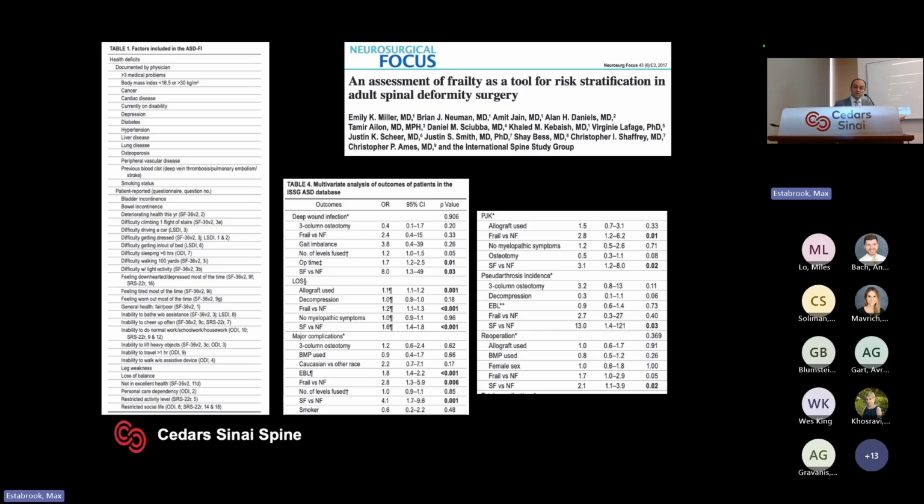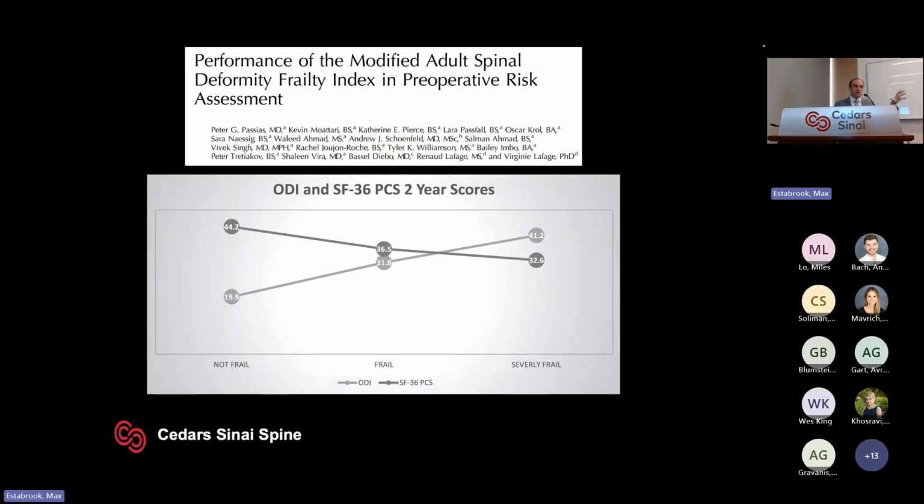This is a lot of things to study. Peter Passias kind of tried to boil it down into an even smaller list of maybe 20 so that it might be better implemented. And actually, it not only affects complications, but patients' health-related quality of life at 2 years.